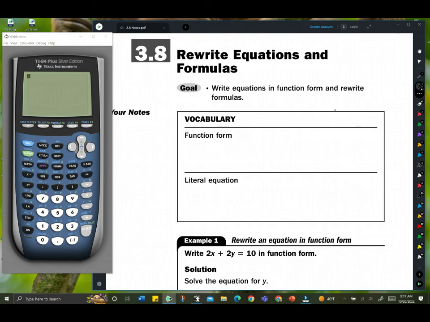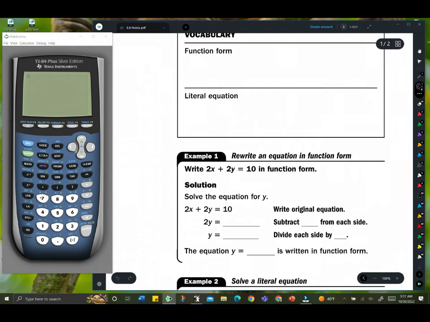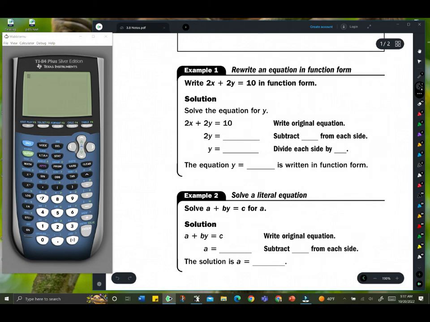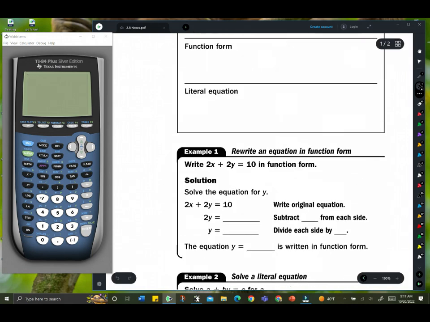Today's goal: rewrite equations in function form and rewrite formulas. Some of the things we're talking about today are function form and literal equations. Basically, the goal is to rewrite equations in function form. Function form is basically in the form of y equals, or I equals, where there's just one letter on the right. So a single letter or variable on the left-hand side. There could be a whole bunch of other stuff on the other side, but that's the function form.